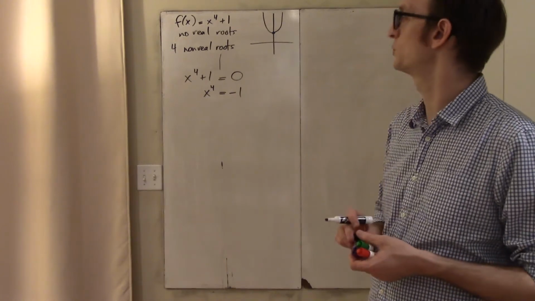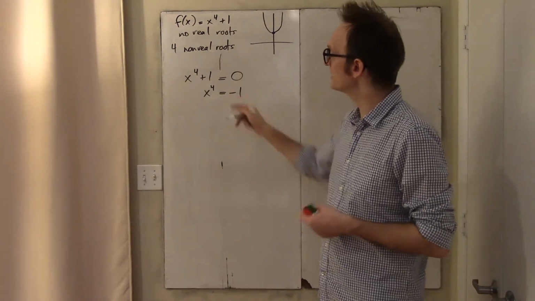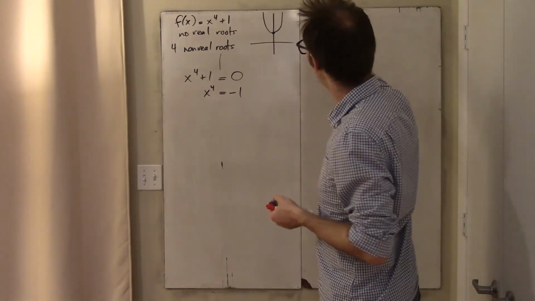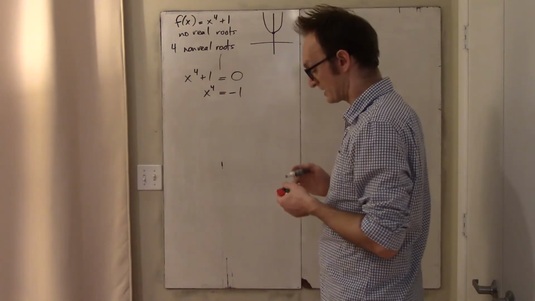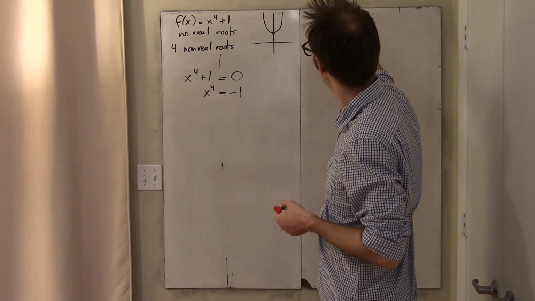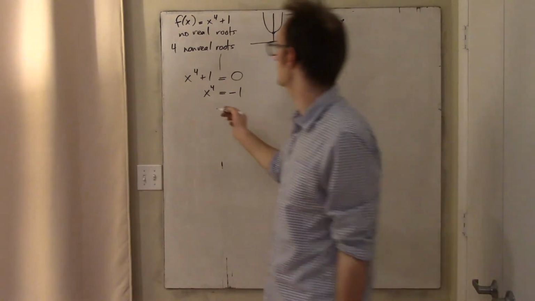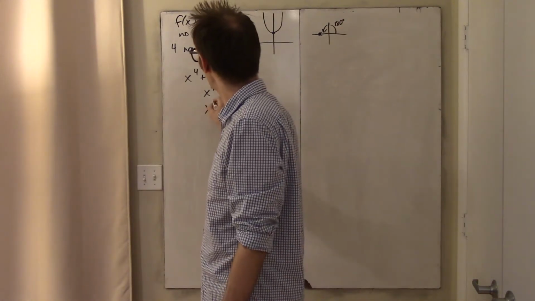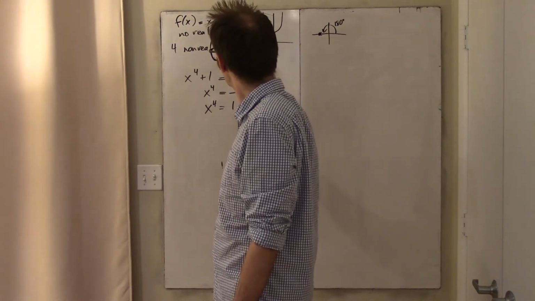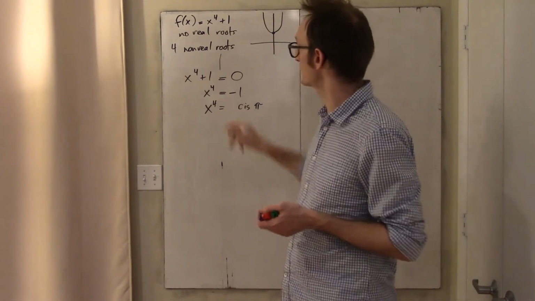One way is to express this number, negative 1, in polar form. What is negative 1? Well, negative 1 on the complex plane is right over here. And I should think of it as a number which has been rotated by 180 degrees from the positive real axis, with magnitude 1. In other words, instead of saying x to the fourth equals negative 1, I rewrite it as x to the fourth equals 1 cis pi. Of course, it's lame to write a 1 there, since r is just 1, so it's just cis pi.